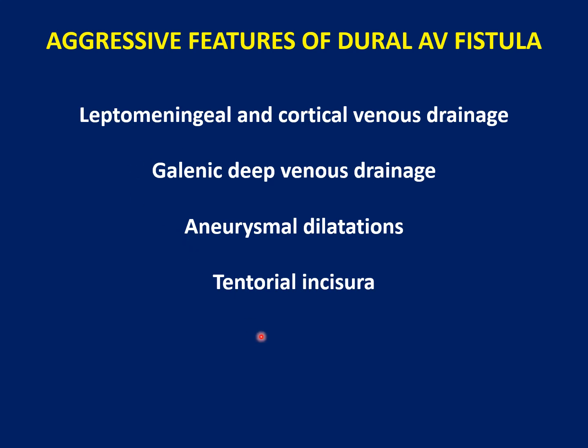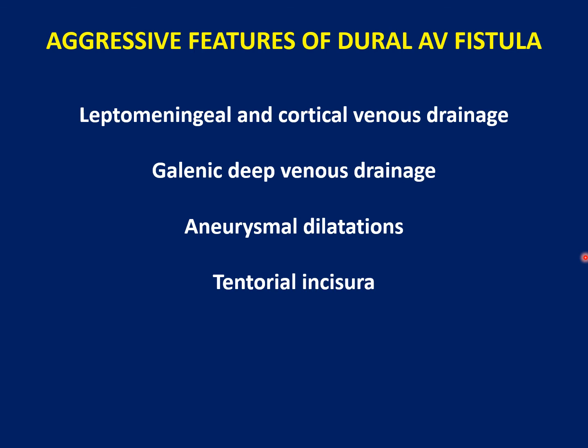So when we discuss dural AV fistula, there are certain features which get labeled as aggressive features. What do we mean by aggressive features? What happens due to dural AV fistula? What is the natural history? Some of these patients can be stable for quite a period of time, but those patients who have these aggressive features will eventually need some kind of treatment. They cannot be kept on conservative treatment due to the associated risk factors.